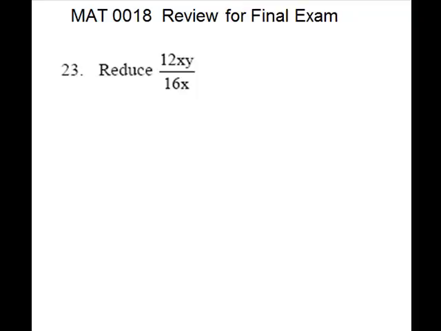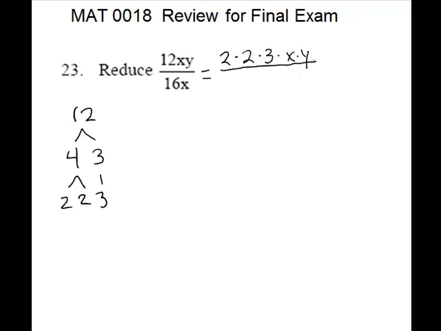For our next problem on our review, we will reduce a fraction. Anytime you have a complicated fraction or one with variables, it's good to go to primes. So on this side, we'll go to primes. For 12, we could do 4 times 3, and 4 gives us some 2's. And 3 is a prime. So we have 2 times 2 times 3 times x times y for our numerator.